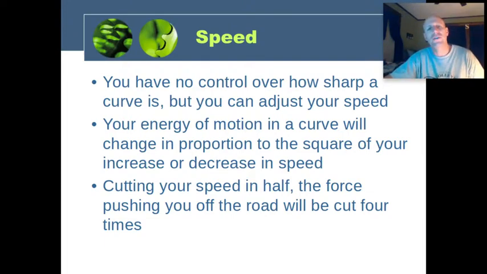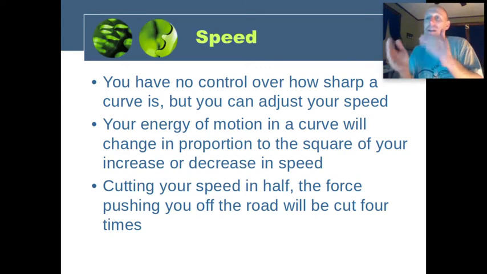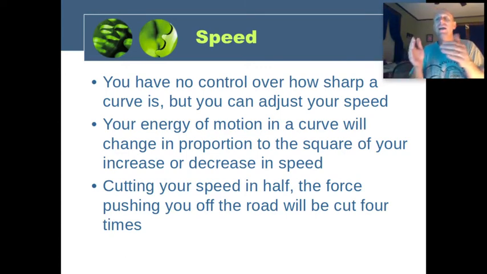Your energy of motion in a curve will change in proportion to the square of your increase or decrease in speed. The basic idea there is that a small change in speed makes a big change in energy of motion, and that's either way. If you speed up a little bit, that actually means quite a bit more energy of motion, and that makes it harder for you to maintain control going around a corner. If you slow down a little bit, that helps you a lot. Even that small little bit of slowing down makes a big difference.